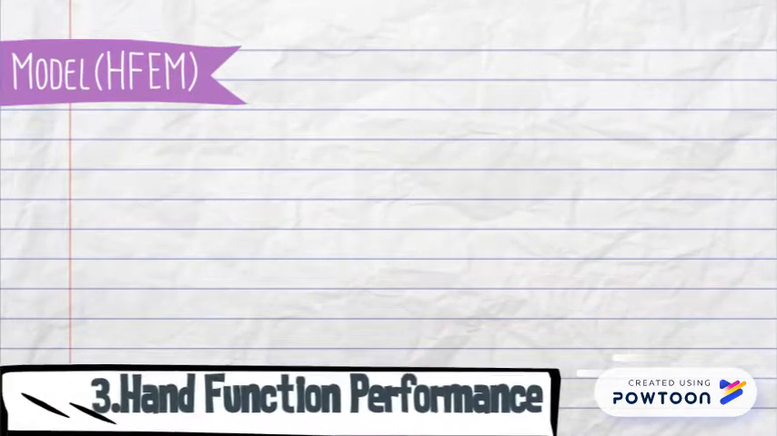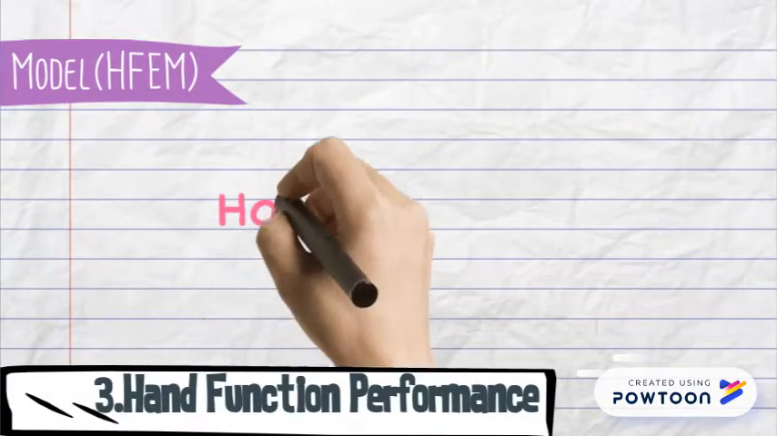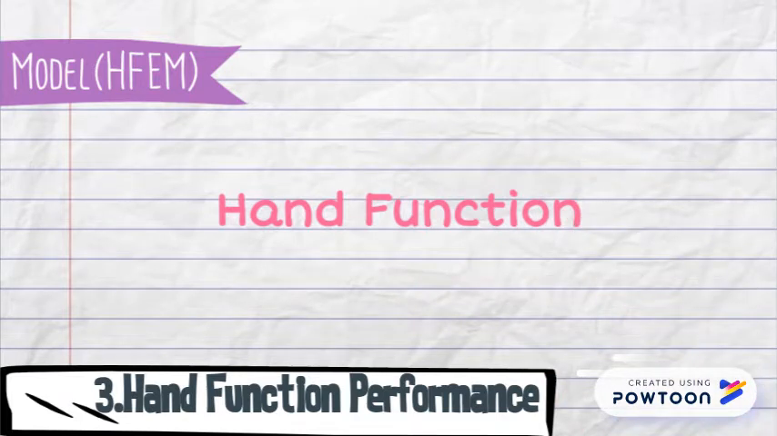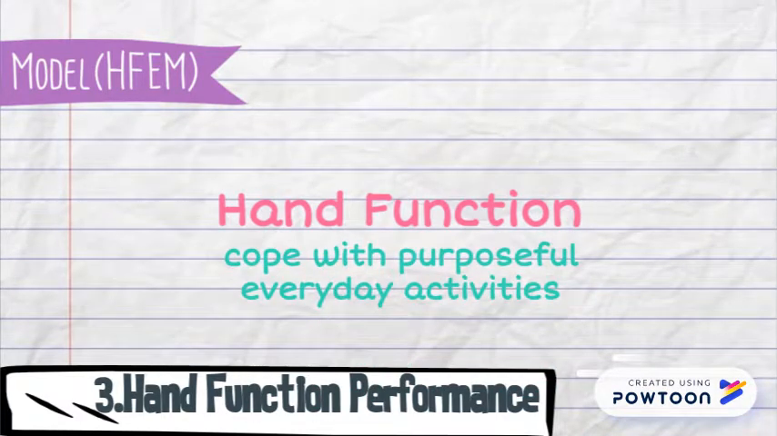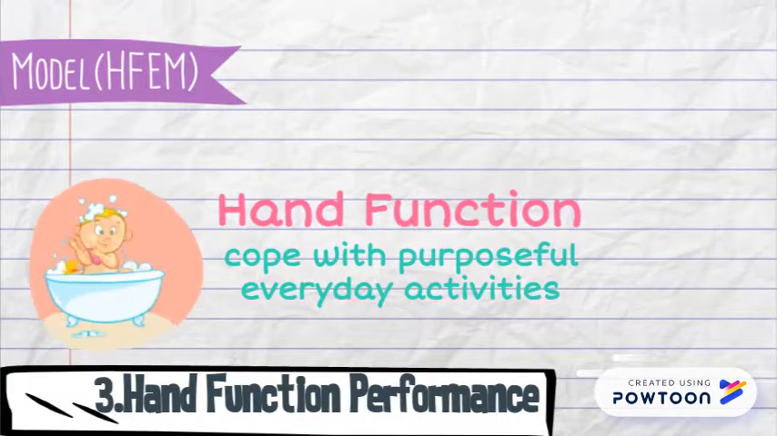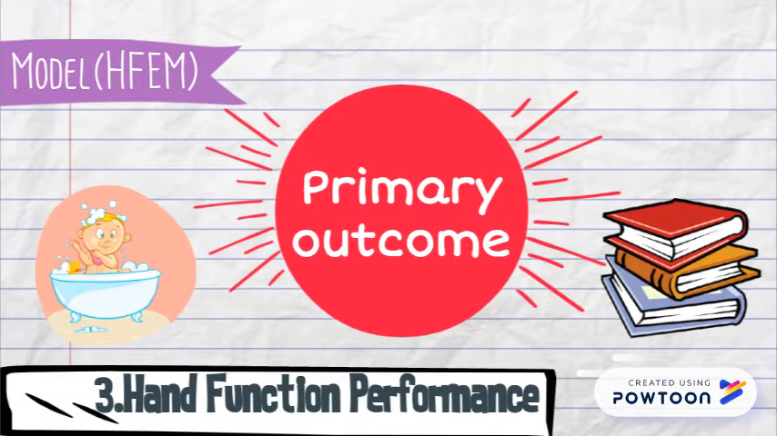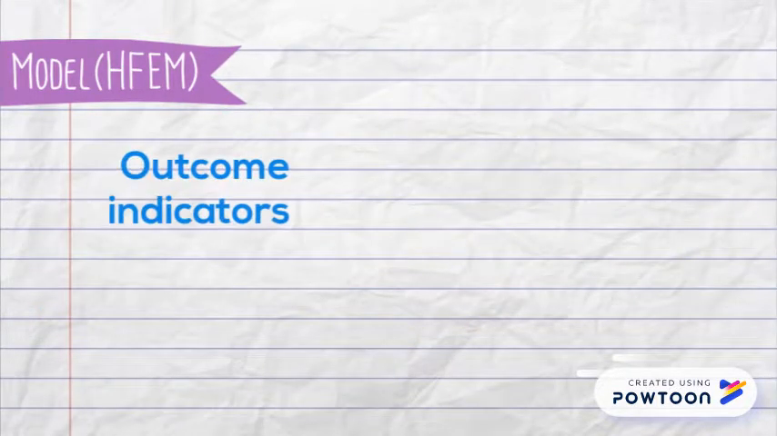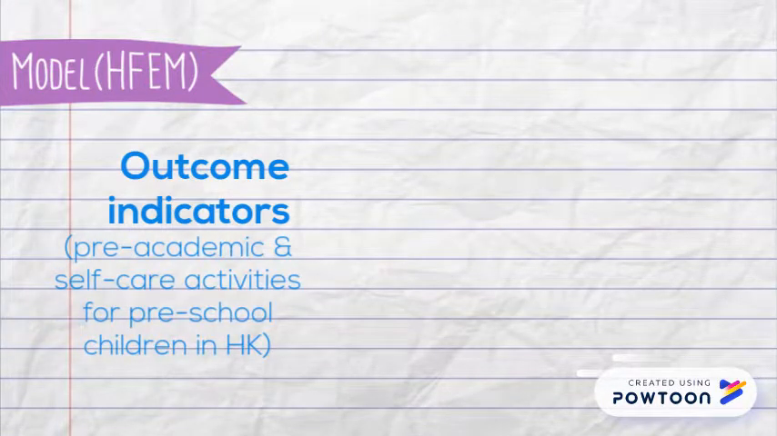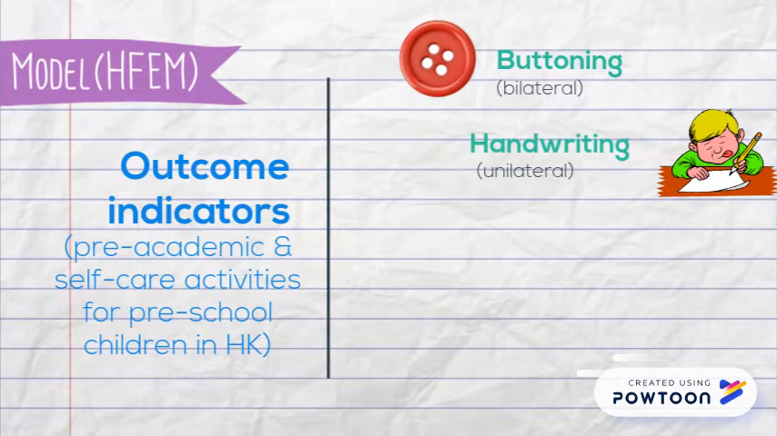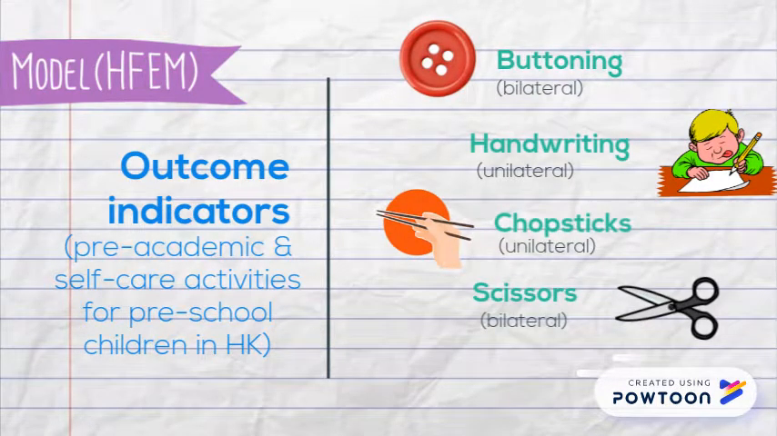The third level is the hand function performance. Hand function, defined as the abilities of the hand to cope with purposeful everyday activities, including self-care and academic skills, is considered as the primary outcome in this level. It suggests some outcome indicators that meet the pre-academic and self-care demands for preschool children in Hong Kong. 4 unilateral and bilateral tasks, such as buttoning, handwriting, chopsticks, and scissors, are used to evaluate children's hand function performance.